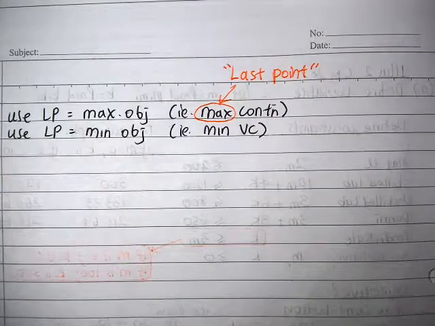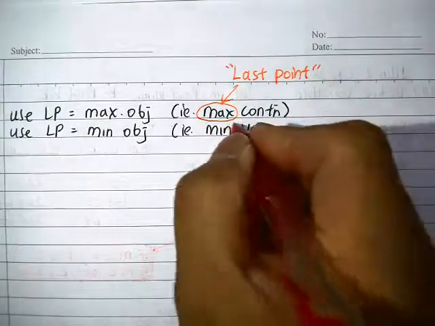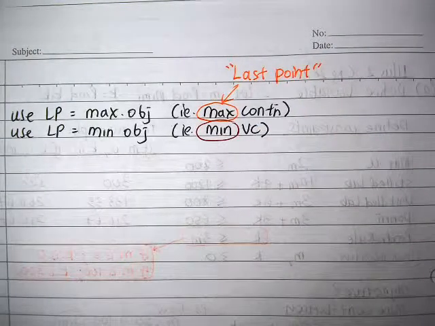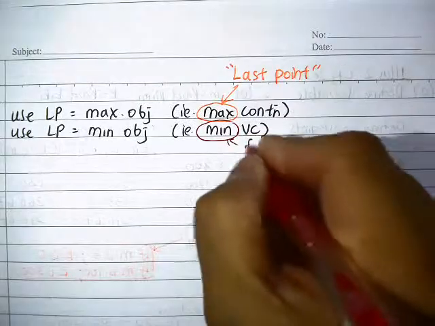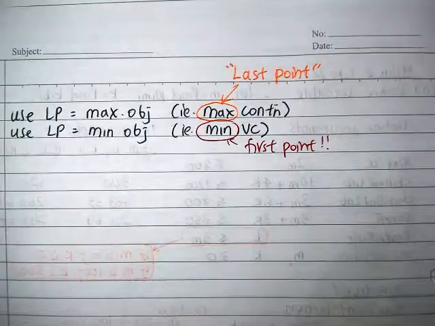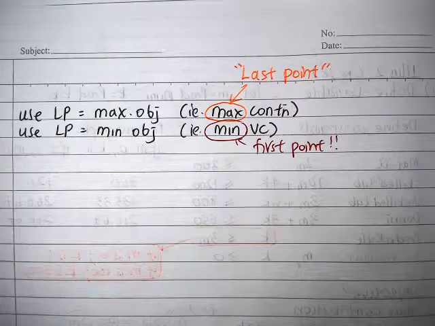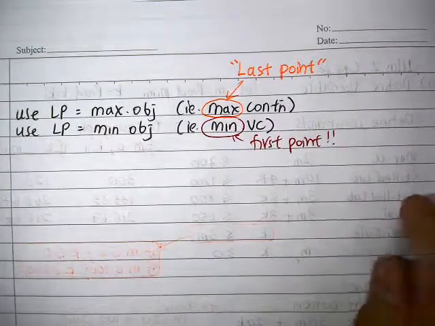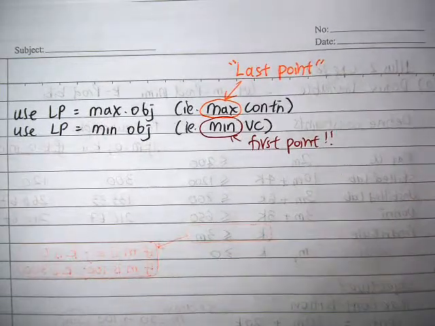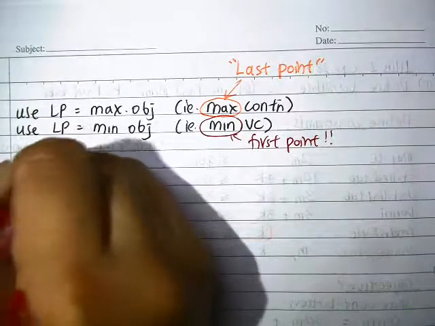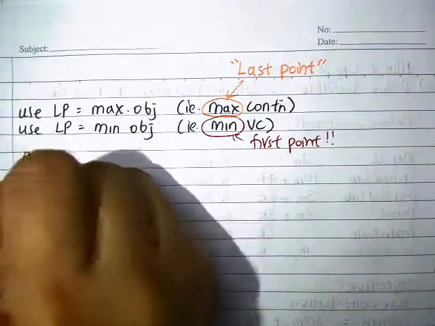So if now you want to do minimization, things become the other way around. Yes, you have to take the first point. You make it the other way around and you take the first point. Now we have one example here on page 30. So we will use this to discuss how to do minimization.